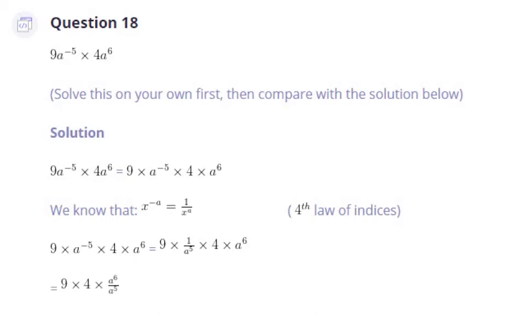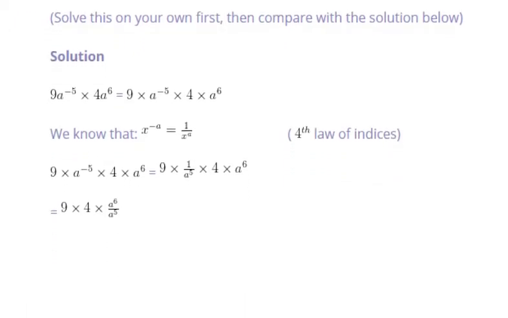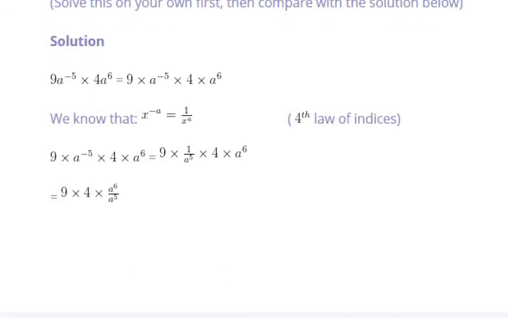So what we would now have is something like this: 9 times 4 times a raised to the power 6, which is multiplied by 1 divided by a raised to the power 5, which is a raised to the power 6 divided by a raised to the power 5. So with that, we get 36 times a, and that will give us our answer, which is 36a. And that is as simple as it gets. And I believe if you've done this on your own, you'll see that you're already getting the principles right.